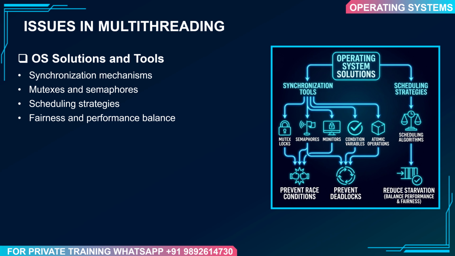This is why operating systems provide synchronization tools and scheduling strategies, which you will study in detail in the upcoming modules. Concepts like mutex, locks, semaphores, monitors, condition variables, and atomic operations exist mainly to prevent these issues. Similarly, scheduling algorithms try to balance performance and fairness to reduce starvation.